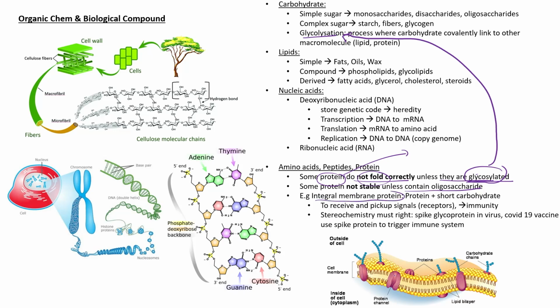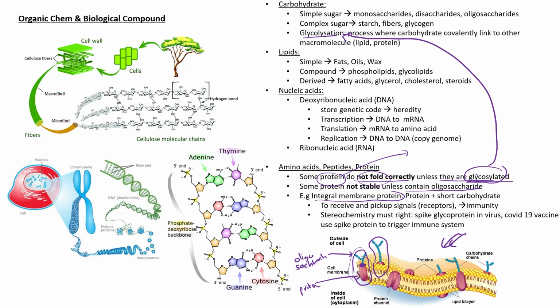So for example, if you look here at the bottom, you see the cell membrane. If you look here, this is an integral protein. You see this thing. So this is an integral protein. You can see you have the protein there, and then you have oligosaccharide there. Okay, so this is connected with glycosylation. Okay, so the purpose of this is to receive and pick up signals for immunity purposes.